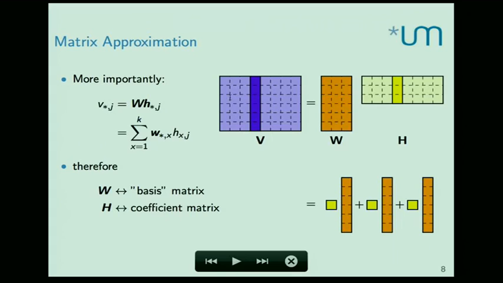And for each of the different data samples that you have in V, which are in the columns, you now have a different set of coefficients which now describe this particular data sample. And this is then how it looks like. So basically you take the first row, first column entry of H, multiply it by the first column of W, and then you sum up the other values to it. Right.